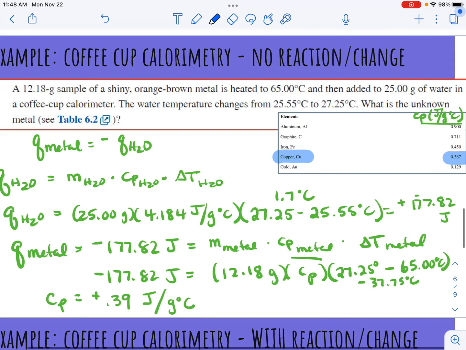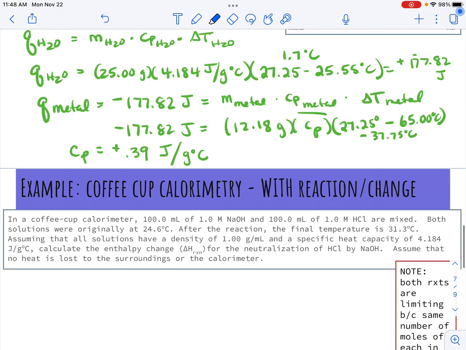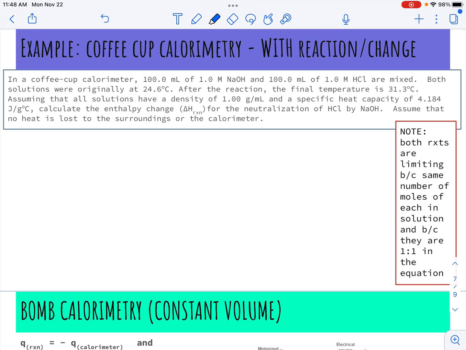Okay, so this is how we do this when there's no reaction occurring. I am going to do an example where you have a reaction occurring. So in this case, we have a reaction between sodium hydroxide and hydrochloric acid. And I'm going to have to write that equation because eventually they want delta H of the reaction, which means that I need to have this match my coefficients. So I'm going to go ahead and balance the equation.